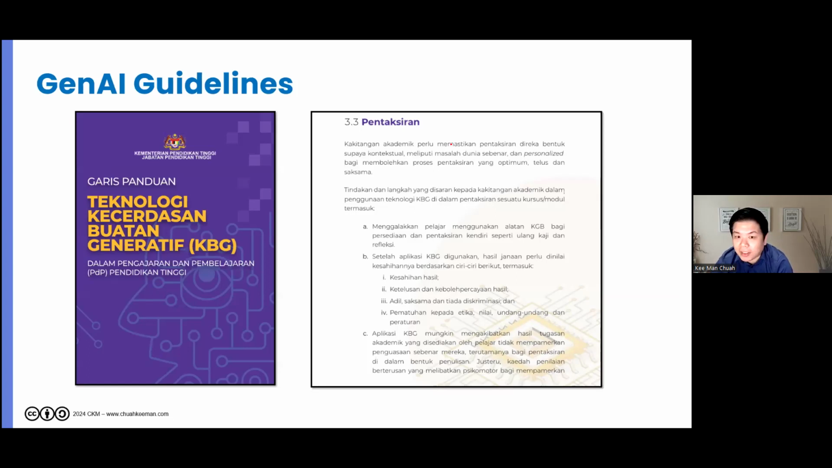Do download, because you can see some of the dos and don'ts, things that you can do, things that you cannot do, and all that, okay?